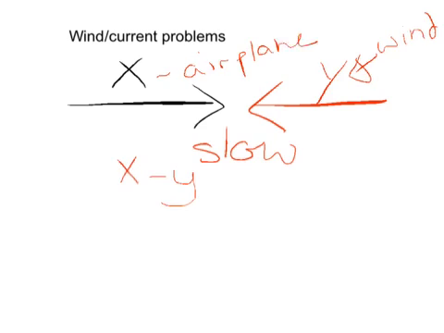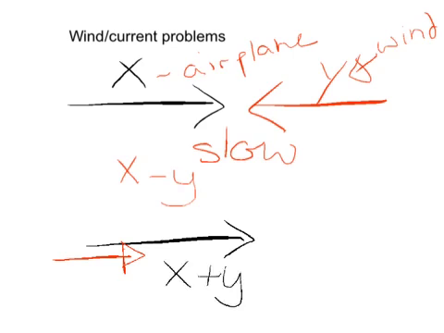The opposite happens if we're going with the wind. If you think about it, if you're traveling in one direction and you have a force coming behind you, pushing you, that's going to make you go faster. So again, the black line represents the airplane, the red represents the wind. So what we're going to do with that is we add those together. Because again, we add the rates together to make us go faster.